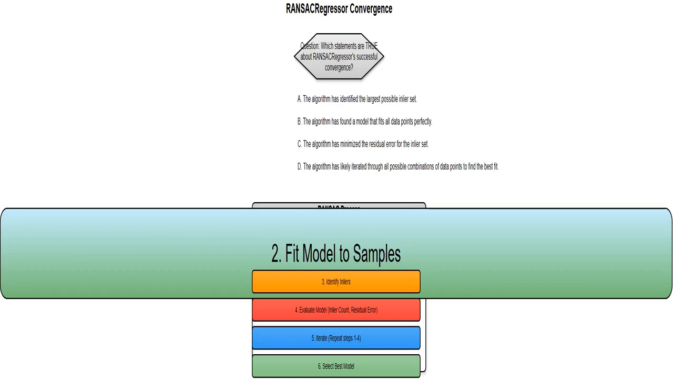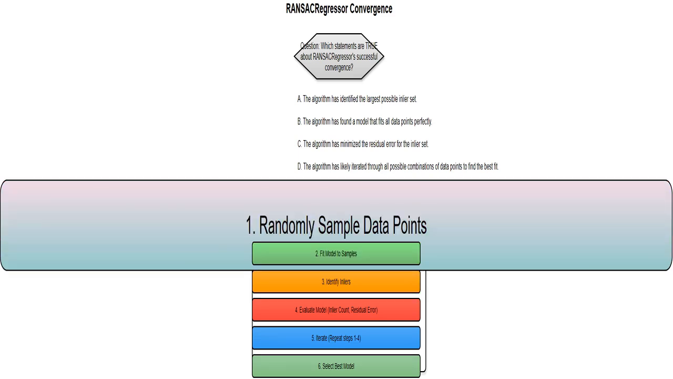After fitting a model to a sample, I check how well it fits the rest of the data. I count the number of points that are close enough to the model, the inliers, and measure how far the inliers are from the model's predictions, the residual error. A lower residual error indicates a better fit. I use the randomly chosen points to fit a simple linear model. This could be something like finding the best straight line through the points.